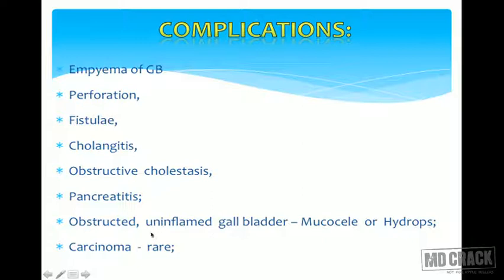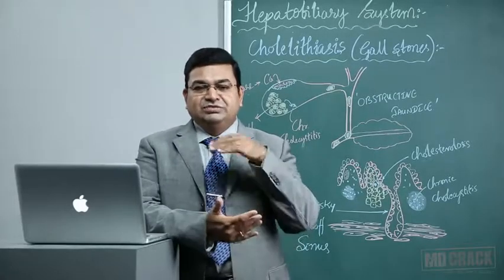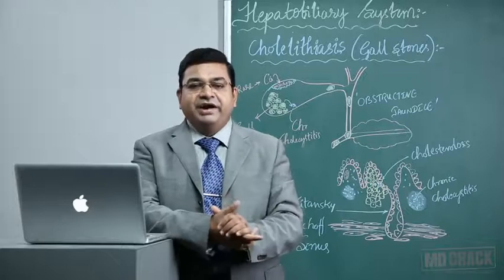The mucosa has these mucus-secreting cells, so plenty of mucus can accumulate within the gallbladder. Rarely we will see these conditions, called mucocele of the gallbladder or hydrops of the gallbladder. So this obstruction will show plenty of mucus being secreted in the gallbladder. So this is mucocele of the gallbladder, or hydrops of the gallbladder.